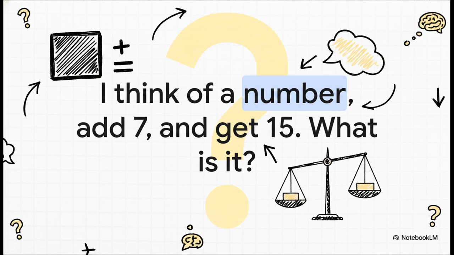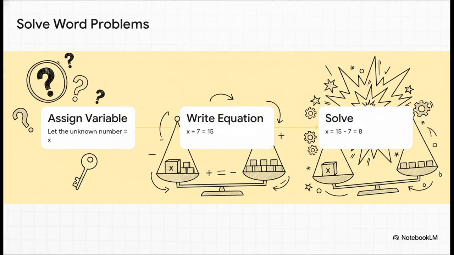I think of a number. Well, we know exactly what to do with unknowns. We stick them in a box. By systematically translating those words, the mystery just vanishes. Step 1. Let that unknown number be x. Step 2. Write the rest of the sentence as a simple equation. We add 7 to it and get 15. So x plus 7 equals 15.